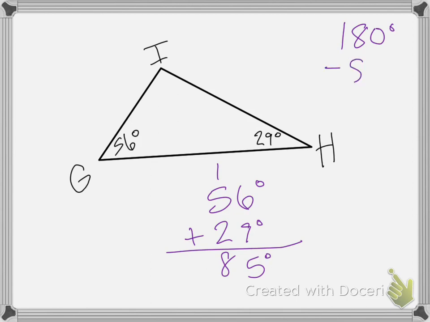So we're going to take 180 minus 85. Can't take from that. So 10 minus 5 is 5. 17 minus 8 is 9. So angle I equals 95 degrees.